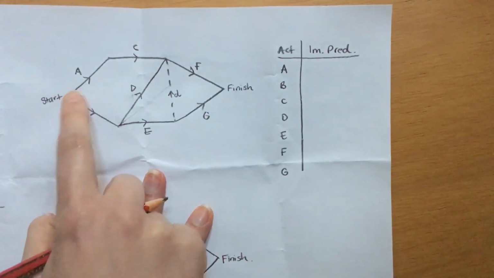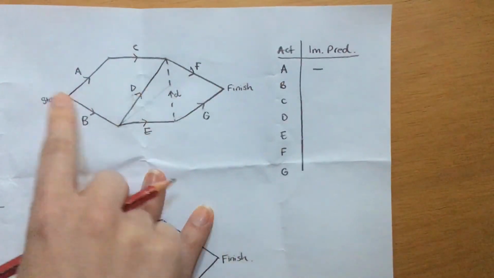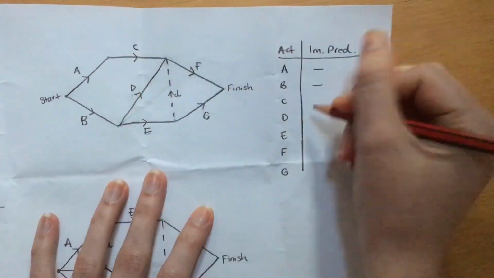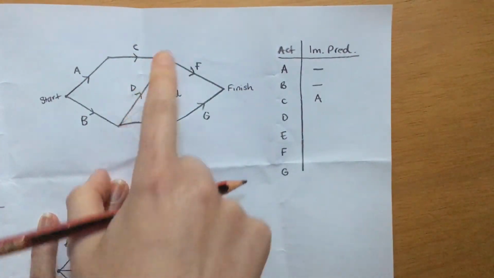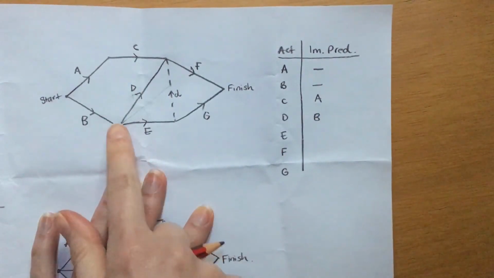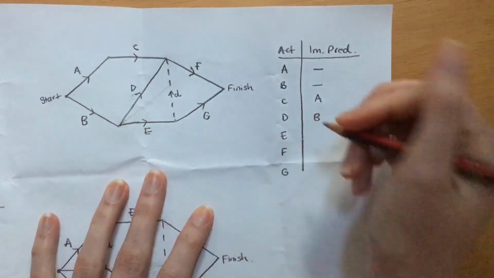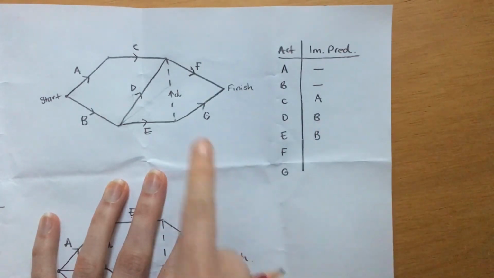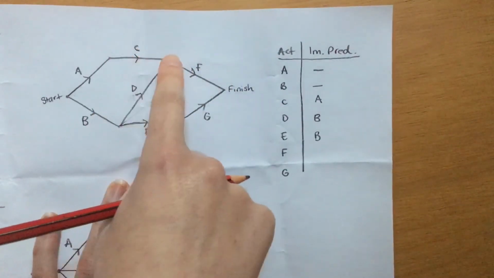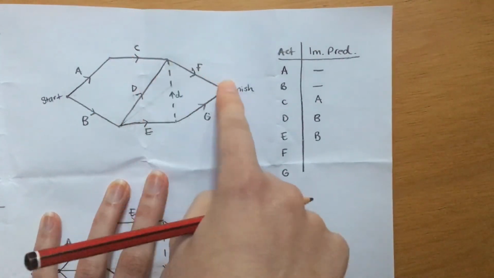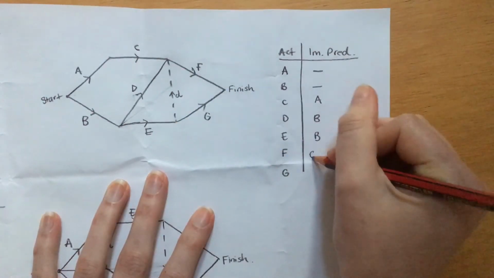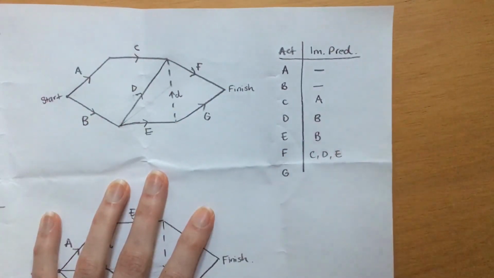So nothing comes before A, so you put a dash. Nothing comes before B, so you put a dash. A comes before C. Line D is here and B comes before it. Line E is here and B leads into E, so B. Line F is here, so you just trace every single line that leads into F. So C leads into F, D leads into F, and E leads into F via the dummy. So C, D, and E.